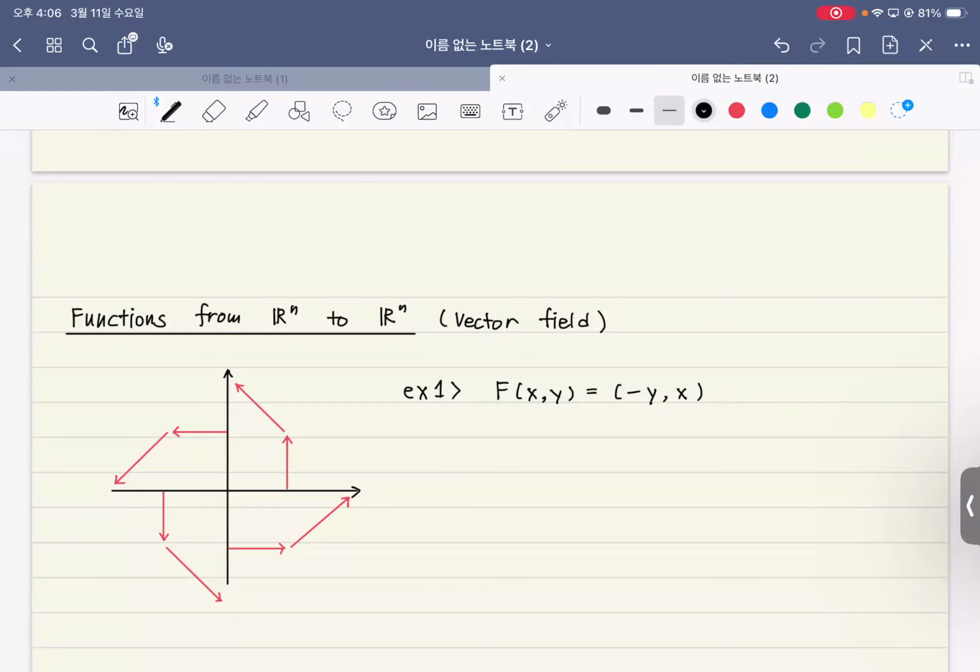Okay, so in this picture I only draw 8 vectors, but actually there are infinitely many vectors on this plane, and this is how you visualize such a function.